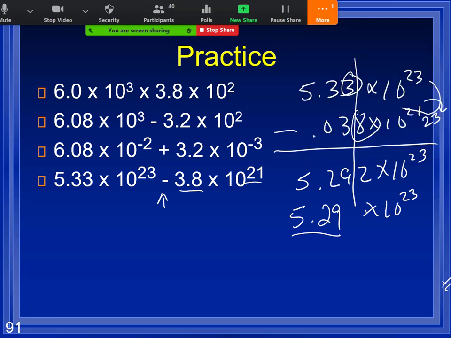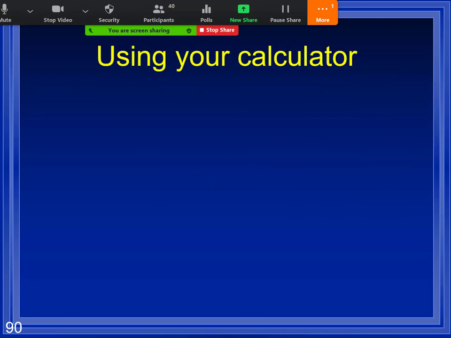Okay. So that's how you do the math longhand. But many of you have difficulty doing it without a calculator. So we'll talk about how to use your calculator to do scientific notation. If you got a scientific calculator, I'll talk about what that looks like in just a second, and how to get scientific notation into your calculator.